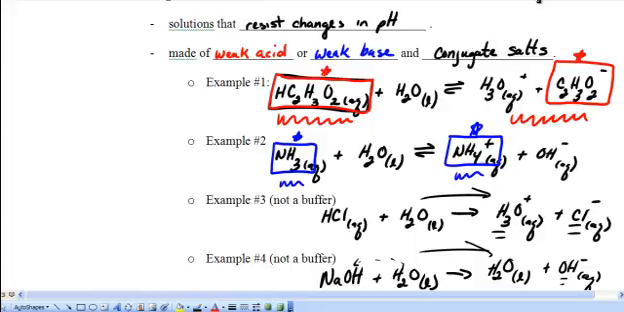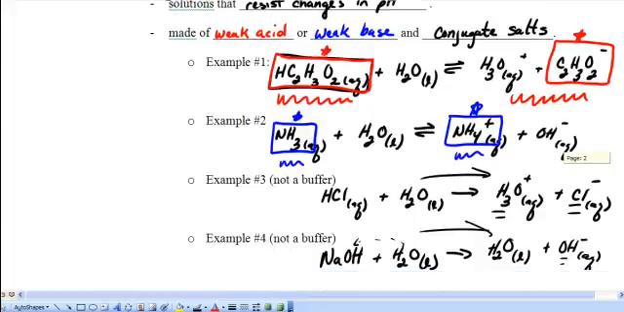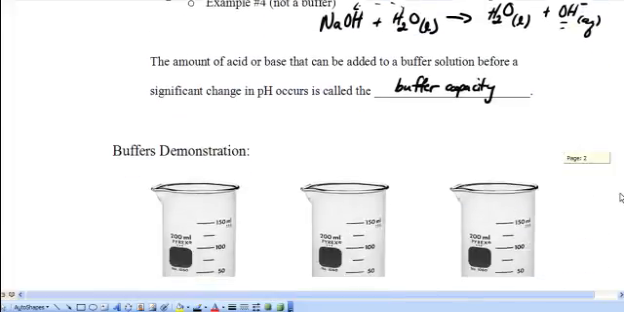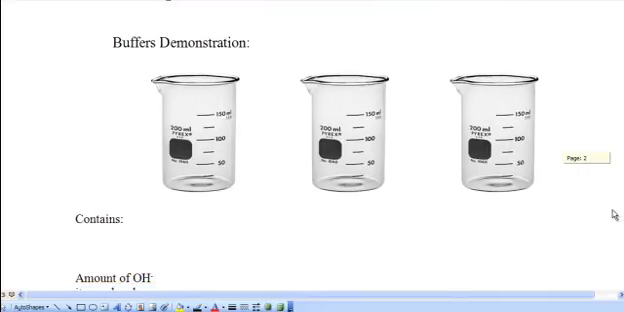Alright, and we're going to demonstrate that in class or in a future video, and we'll be taking a look at that in the buffers demonstration down below.